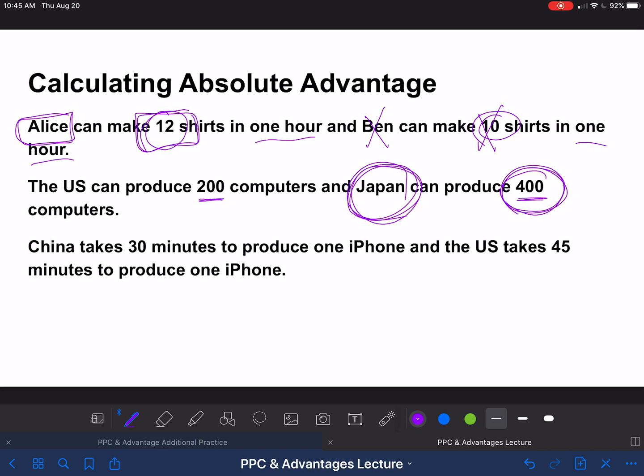And our final example, China takes 30 minutes to produce one iPhone and the US takes 45 minutes to produce one iPhone. Well, something that's in common here is one iPhone. So now we're going to talk about time. So China takes 30 minutes and the US takes 45 minutes. So who can make one iPhone in the least amount of time? Well, that is China. So China would have the absolute advantage in that example.